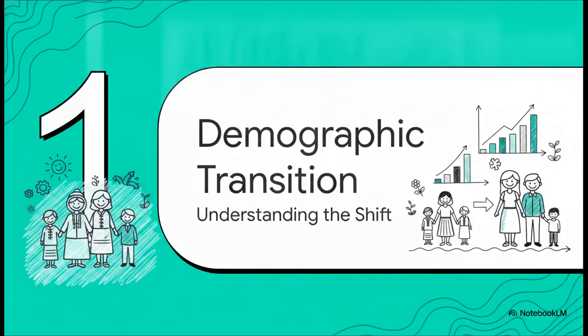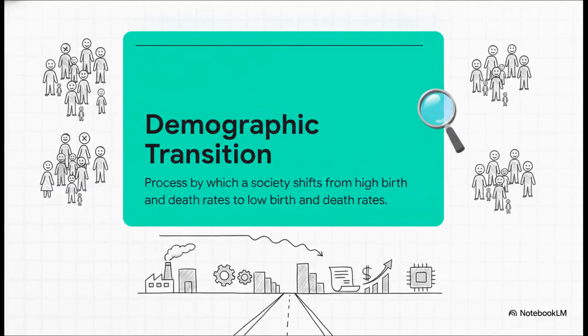What is the demographic transition? Understanding the shift. At its core, the demographic transition is basically the process where a society shifts from having really high birth and death rates down to low birth and death rates. And this isn't just some random coincidence of nature. These massive population changes are a direct, undeniable consequence of economic and industrial progress. As a country builds up its infrastructure and its economy, its fundamental human footprint completely changes.